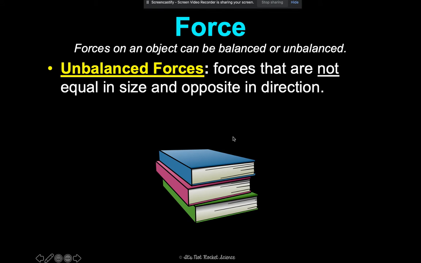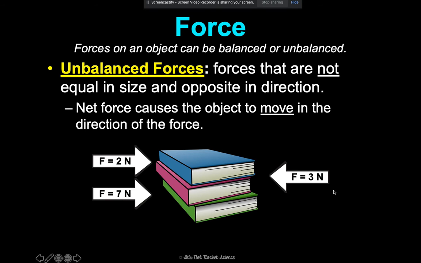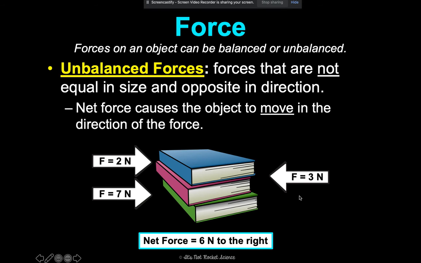Okay, let's talk about unbalanced forces. These are forces that are not equal in size and opposite in direction. The net force causes the object to move in the direction of the force. So let's say we're pushing the stack of books 2 newtons to the right, and then somebody else comes and helps you push it 7 newtons to the right, and then somebody comes in and pushes 3 newtons to the left. So you add this side together. 7 plus 2 is 9. So technically you're moving 9 newtons to the right. Then 9 minus 3 is 6 newtons to the right because the right has the greater force.